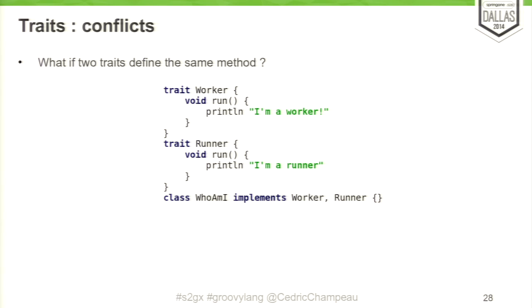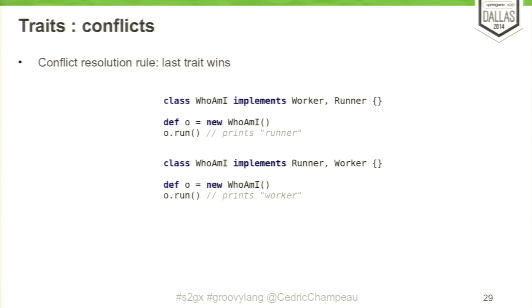So Groovy solves that by telling you the order matters. The order in which you declare the traits matters, and the last one wins. So in this case, it will say that I'm a runner, because Runner is the last one. Simple rule. And it's the default rule, but actually you can do more. So if I call whoAmI with run, it works. And if I invert the order, Runner, Worker, it's OK.